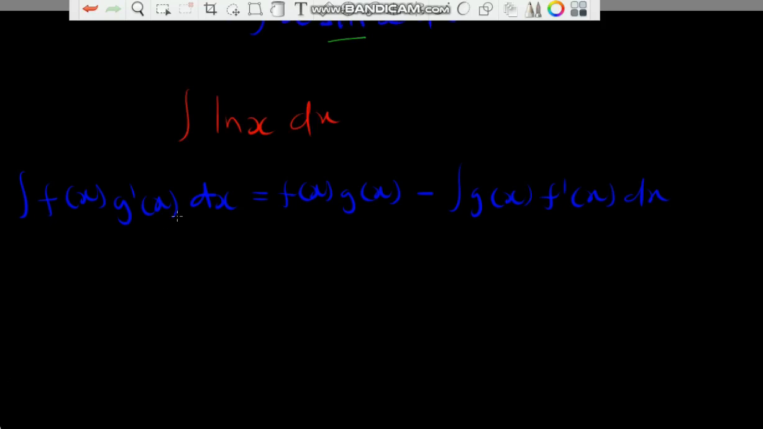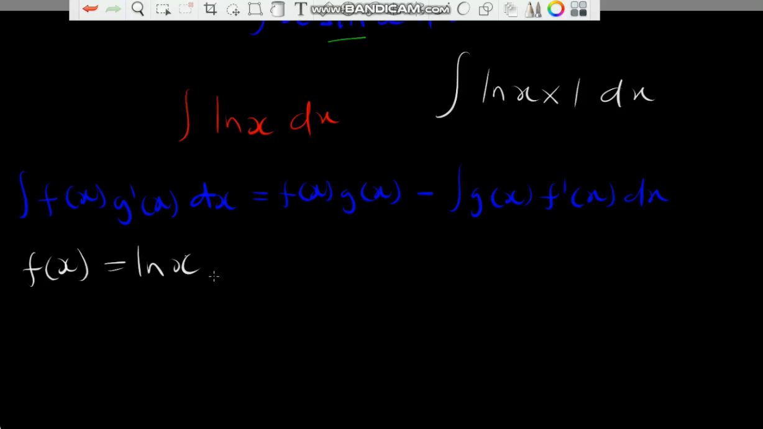So first of all, let's look at this and then look at what you have been given. So I can write this as the integral of natural log of x times 1 dx, right? So when I have this, I'll take my f of x to be equal to natural log of x, that's ln x, and then I'll take my g prime of x to be equal to 1. So from here you realize that we need g of x, because we have f of x already, and then we need f prime of x. So let's go ahead and find f prime of x and then g of x.